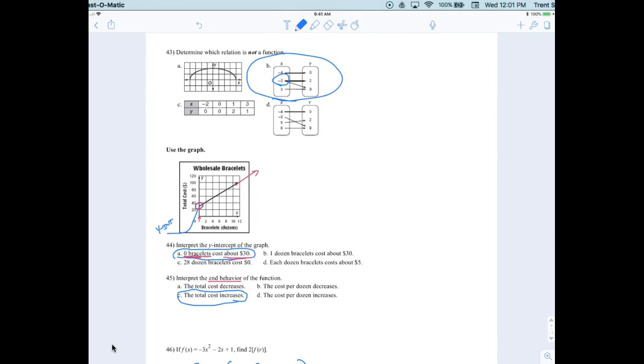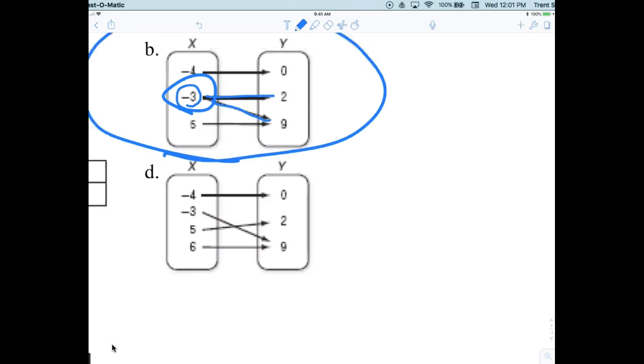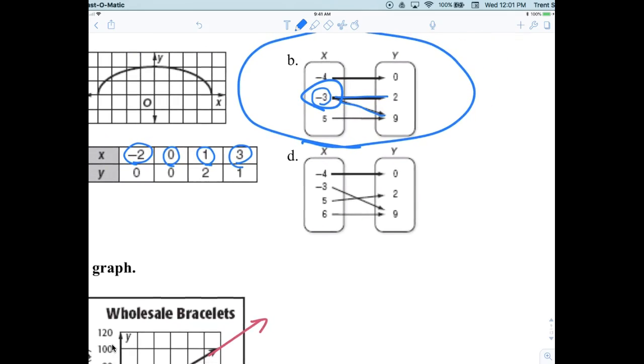Determine if the relation is a function. B is not a function. But remember, it's not a function, again, because -3 has 2 y values. What about C? All right, let's look at C. All you have to do is look at the x values. Are all the x values different? Yeah. You see the difference between B and C? Yeah, I do. Because this -3 goes to 2 different. Okay. You with me? All right.